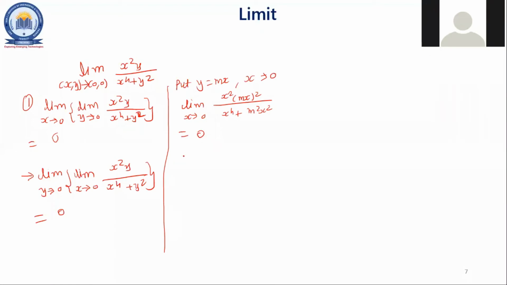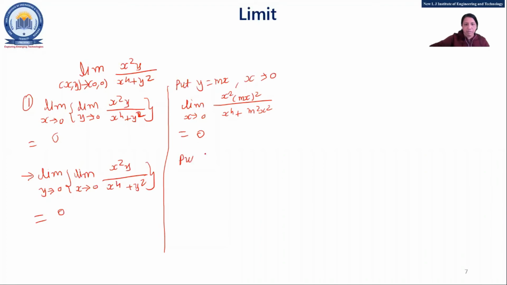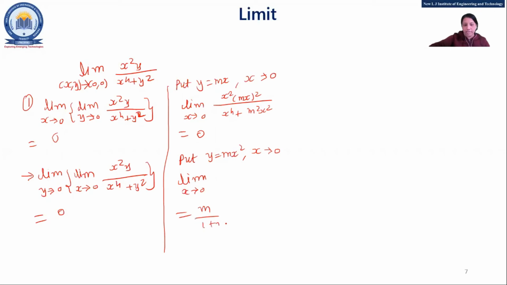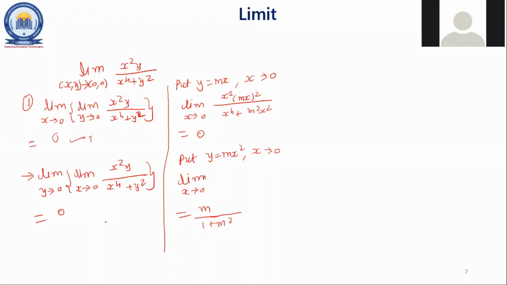0. Fine. So what is the next step? Put y equal to mx square. What is the answer for that? If anyone is not getting it, please let me know, right? I'll write it directly. The answer of this is m upon 1 plus m square. So what is the meaning of this? This is my first limit, which does not exist.